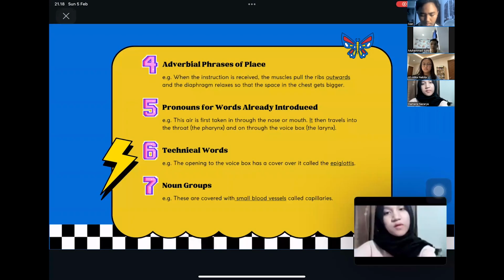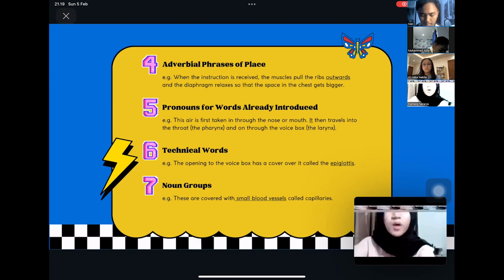4. Adverbial phrases of place. Adverbial phrases of place are adverbs that change or qualify the meaning of a sentence by telling us where things happen. They are defined as adverbs of place. Some instructors refer to these words or phrases as special adverbs. No matter what they are called, these adverbs always answer one important question: where? For example, when the instruction is received, the muscles pull the ribs outwards and the diaphragm relaxes so that the space in the chest gets bigger.